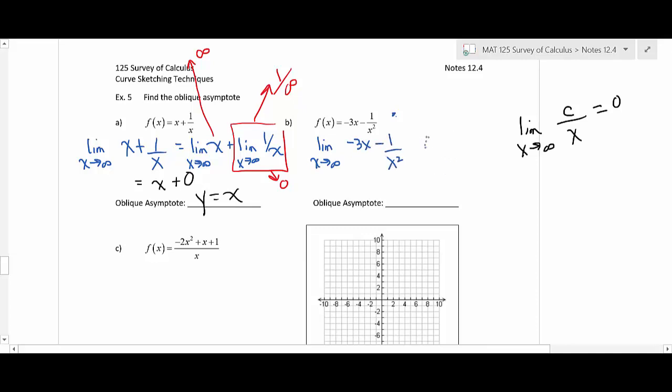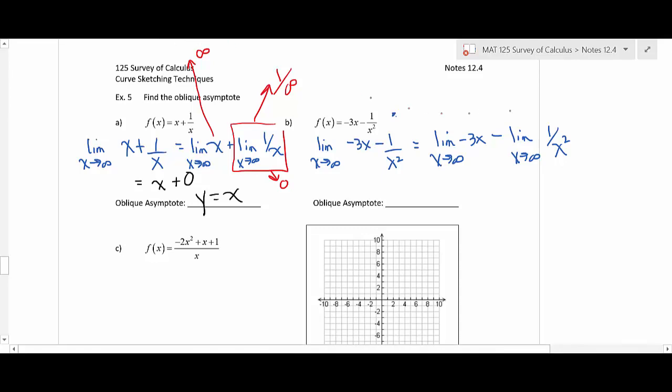Okay, now you can do this in your head, but what you're really doing technically, by using the limit laws we learned, is the limit as x goes to infinity of negative 3x, minus a second limit as x goes to infinity of 1 over x squared. Okay, that's what you got to know.